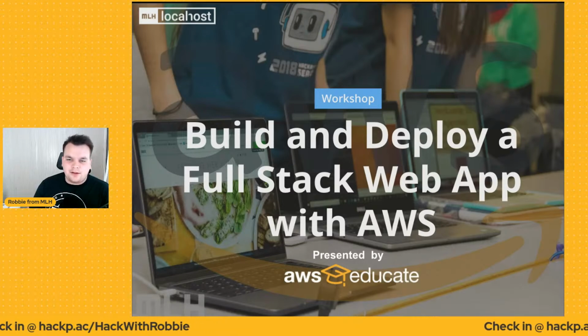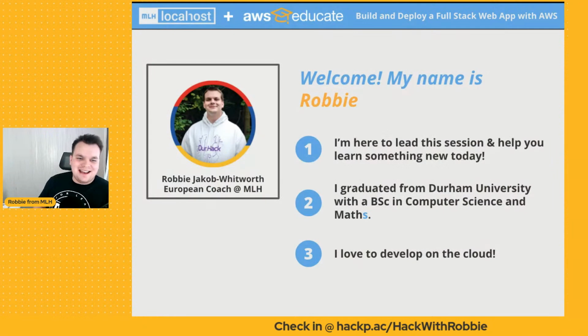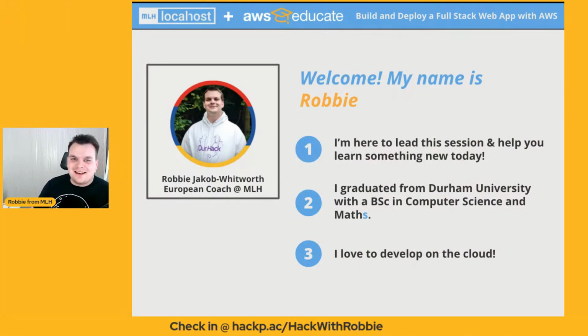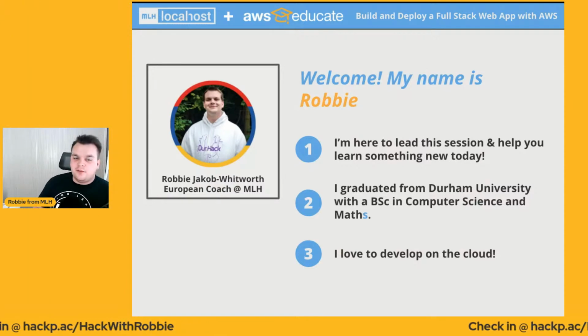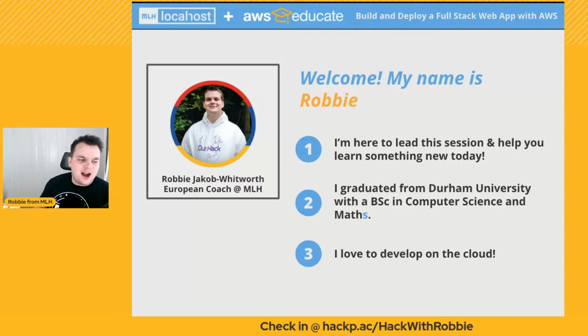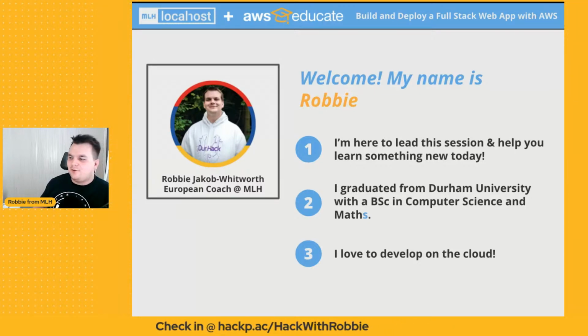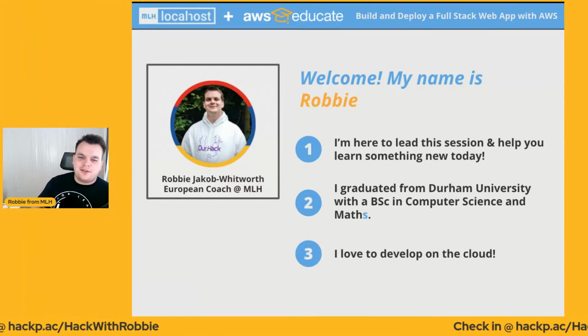Cool. Let's do some AWS stuff. So I've got my slides open. That means I have to tell you that, hello, my name is Robbie. I'm here to lead this session and help you learn something new today. I graduated from Durham University here in the UK with a BSc in computer science and maths. And you'll see the S there is highlighted because maths is the correct way, the shortened version of mathematics. None of this math stuff. It's maths. That's just very English.